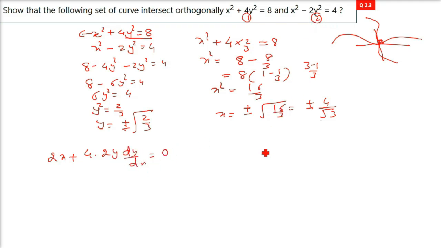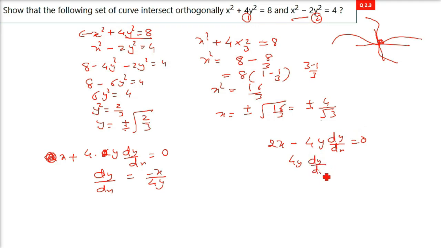So now I am just differentiating the first equation: 2x plus 4 times 2y dy by dx equals 0. The second equation I am differentiating: 2x minus 4y dy by dx is equal to 0. So you can just cancel these 2 out. You have x plus 4y dy by dx equals 0. In both the equations, you have to find dy by dx. dy by dx on this side also. dy by dx will be such that 4y dy by dx is equal to 2x. You can just cancel these 2 out.